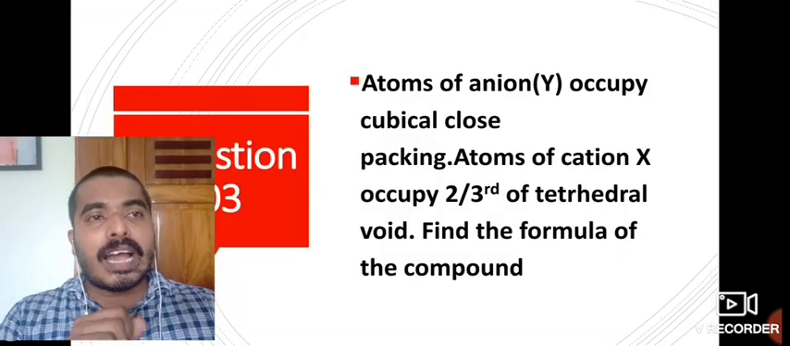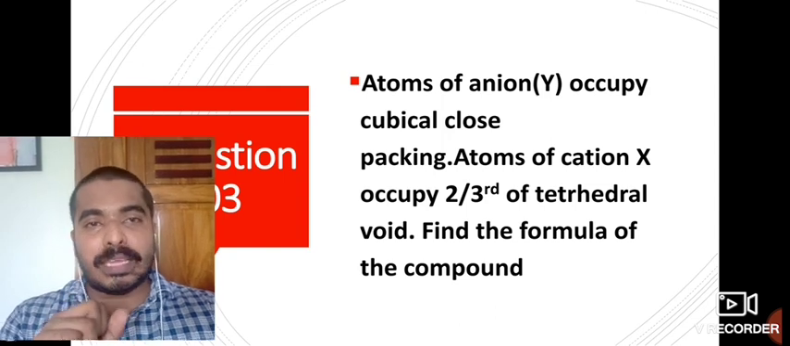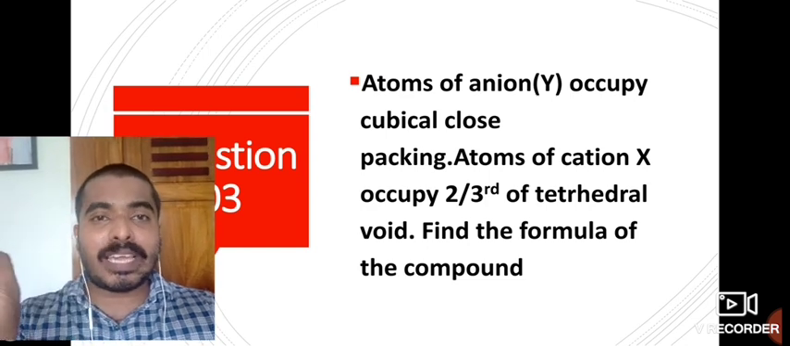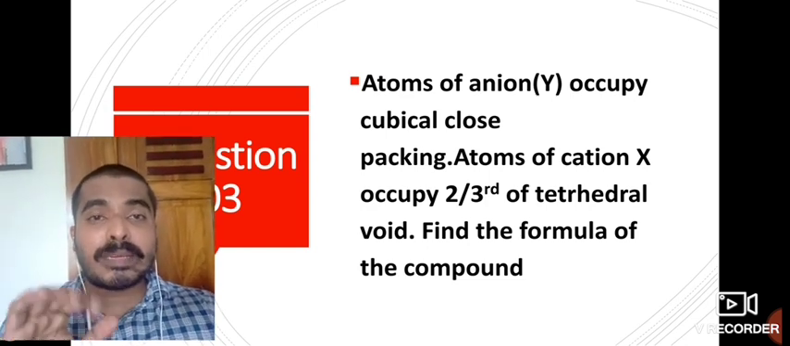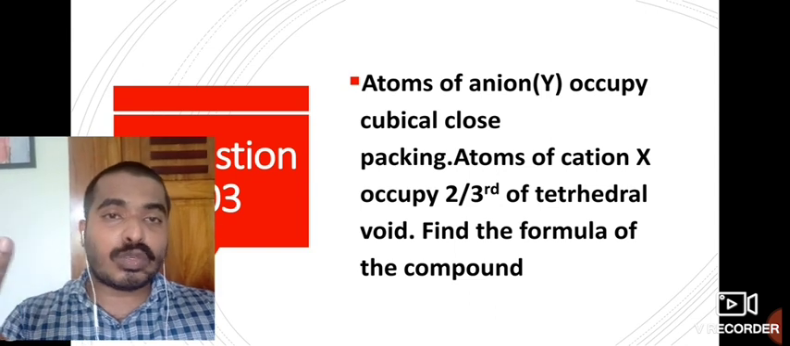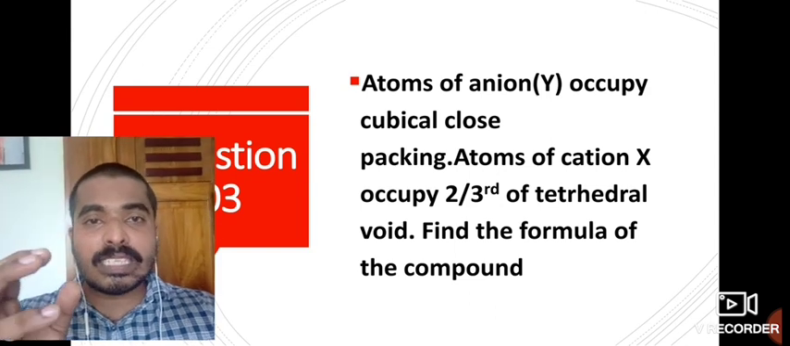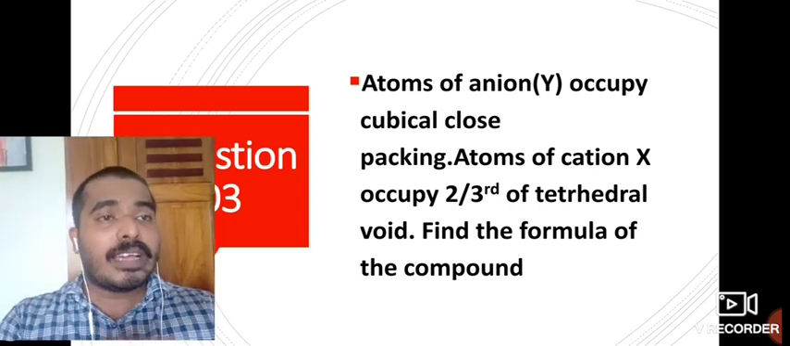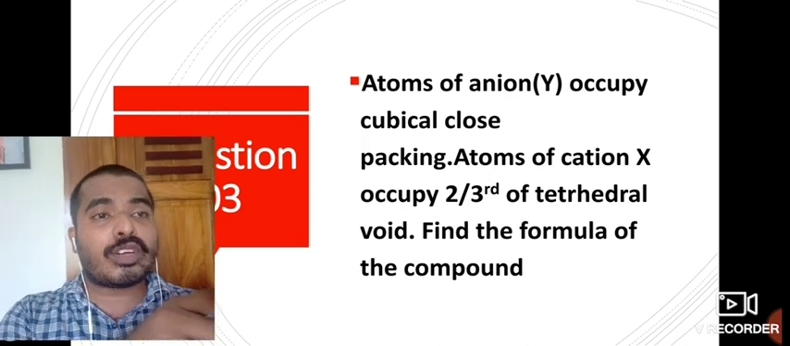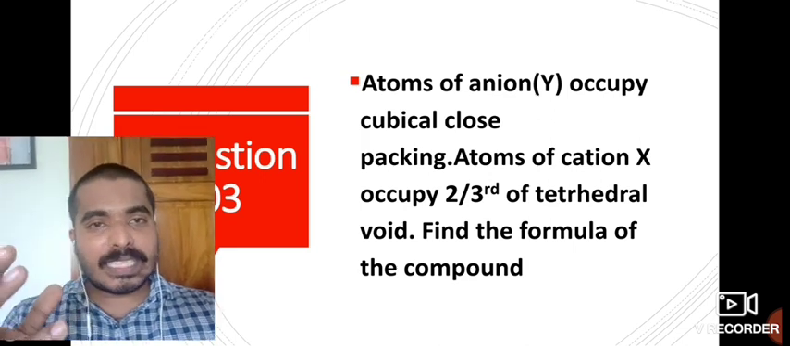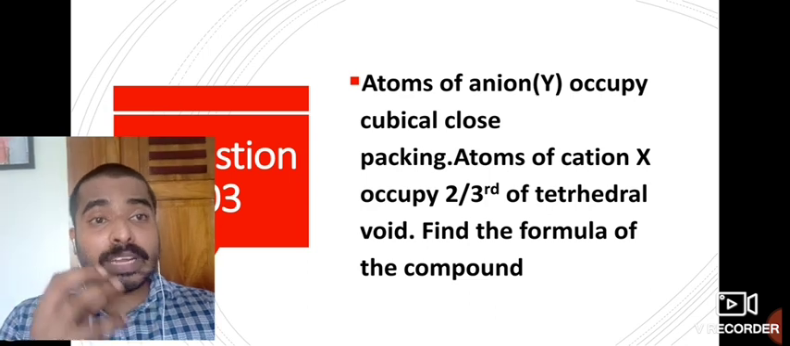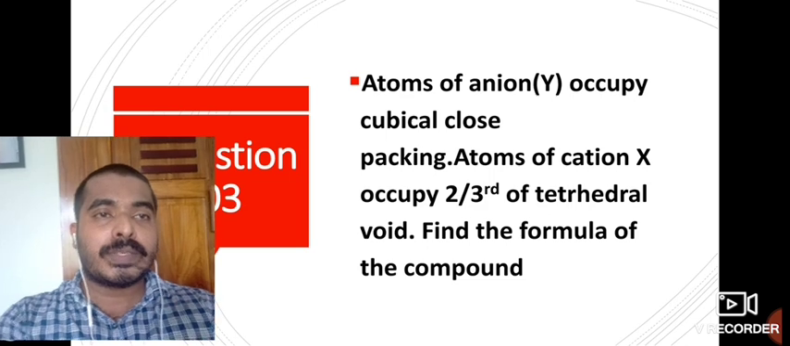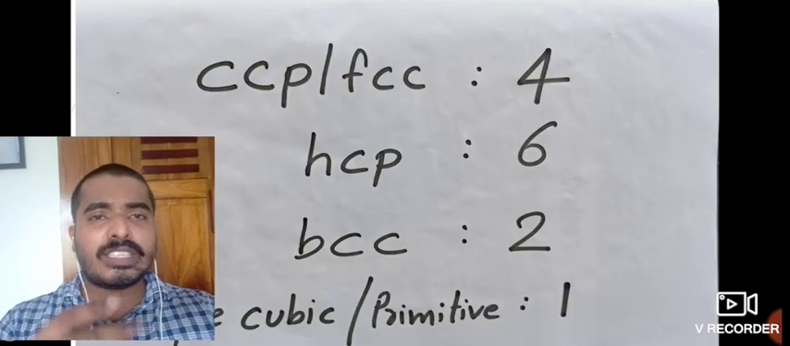Question number 3. Atoms of anion Y occupy CCP, cubical close packing. CCP means FCC, both are similar. You can remember CCP contain 2C, FCC also contain 2C. So both the CCP and FCC is having same effective number of particles 4. Now, atoms of cation X occupy 2 by 3rd of tetrahedral void. Y is occupying CCP, Y is anion. Cation X is occupying 2 by 3rd of tetrahedral void. Find the formula of the compound. This is actually a board level question. It's very easy to solve.